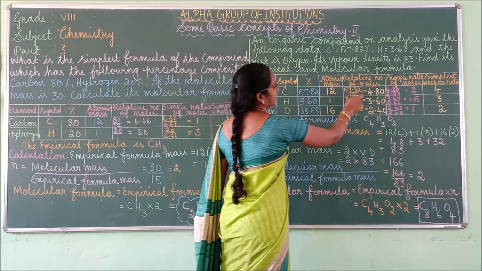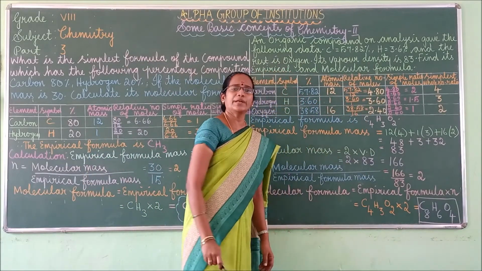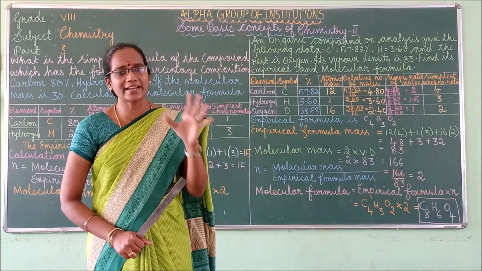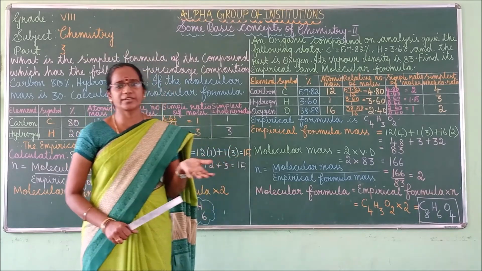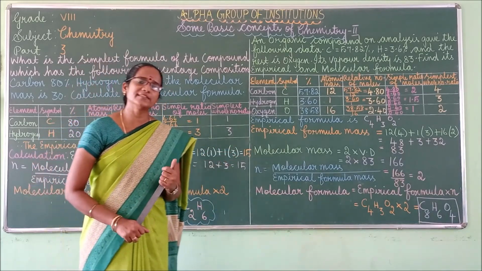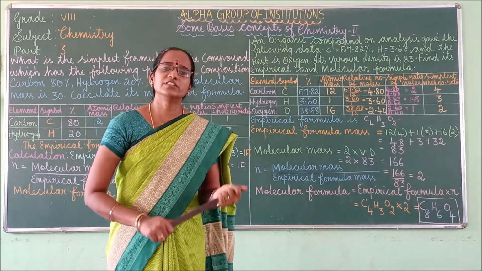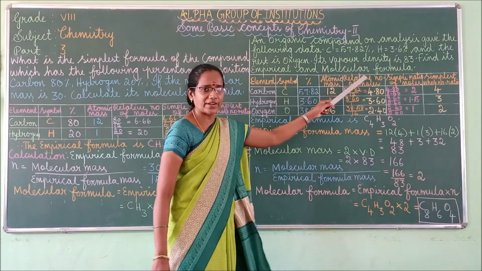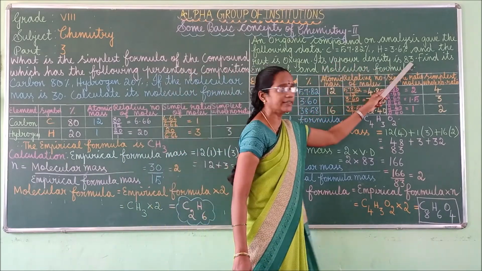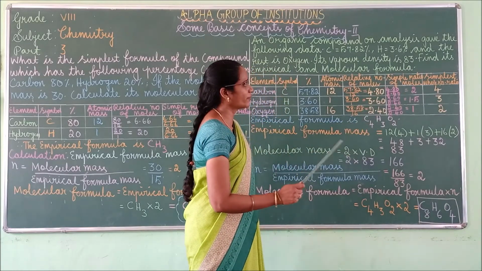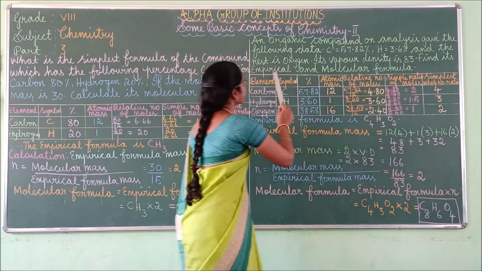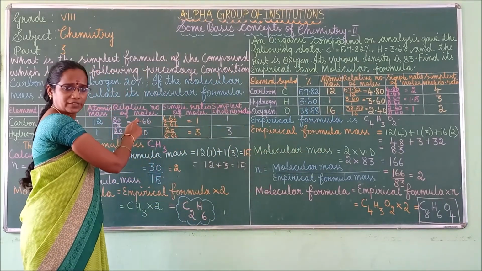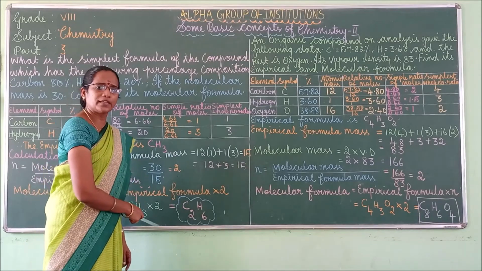So its vapor density is 83. Vapor density is nothing but the density of a gas with respect to hydrogen gas. So its vapor density is given, 83. What you have to find out is its empirical and molecular formula. So here, as in the first problem, we calculate the molecular formula.